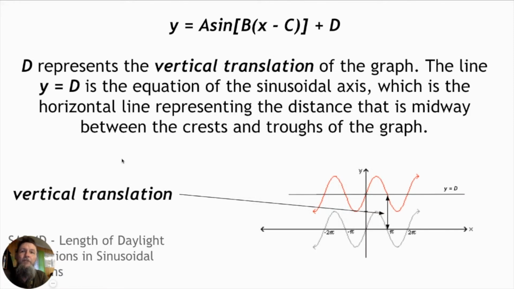D represents the vertical translation of the graph. The line y equals d is the equation of the sinusoidal axis, which is the horizontal line representing the distance that is midway between the crest and troughs of the graph. Okay, if this is your sine function right here, y equals d is the line that splits it in half. You've got half between the trough and the crest. That distance is d. Okay, so that's our vertical translation. The number d that's added on the outside is the amount that it is shifted up from 0 vertically.